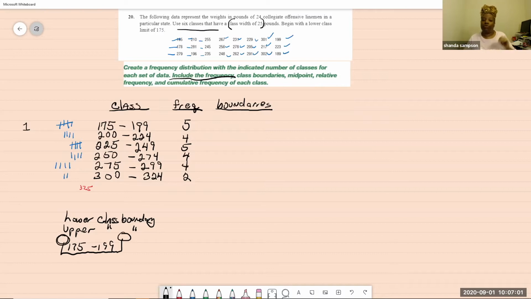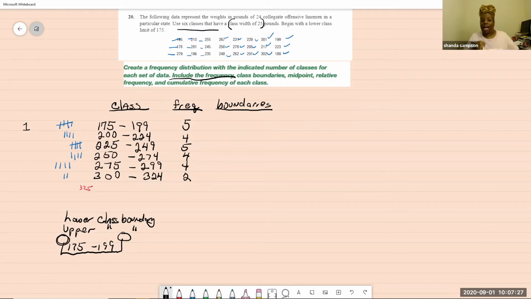So when you're asked for a class boundary, either you'll be asked for an upper and a lower, or an upper or a lower. So you'll be asked for a lower class boundary and an upper class boundary. If they ask you for just the class boundaries, make sure you include 2, all right? Don't include 1.